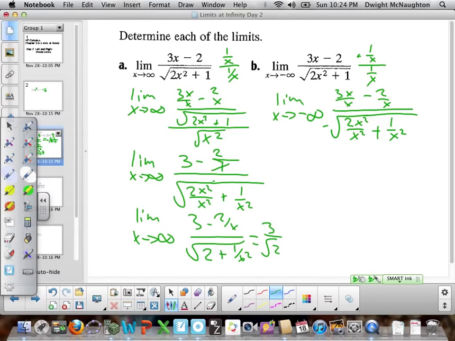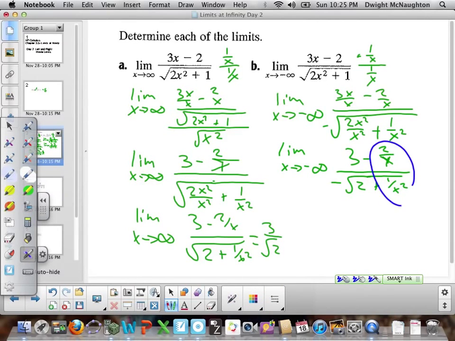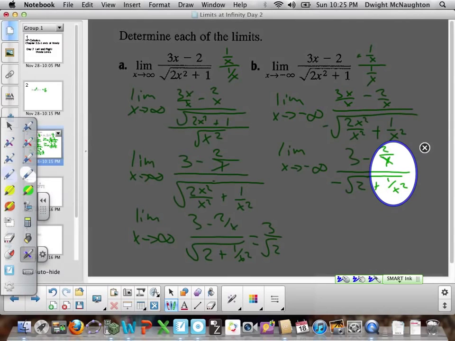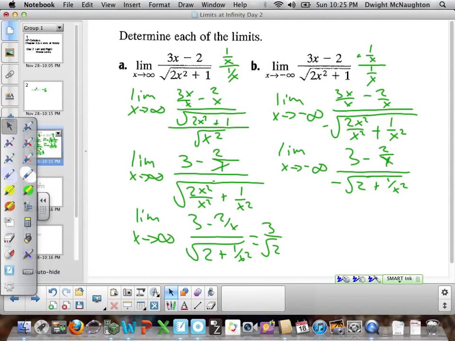So really, how this looks when we simplify it, the limit as x approaches negative infinity, we'll have 3 minus 2 over x over negative square root of 2 plus 1 over x squared. Now again, these two things cancel because you're dividing by an infinitely large number, approaching 0, and we're left with 3 over negative square root of 2.